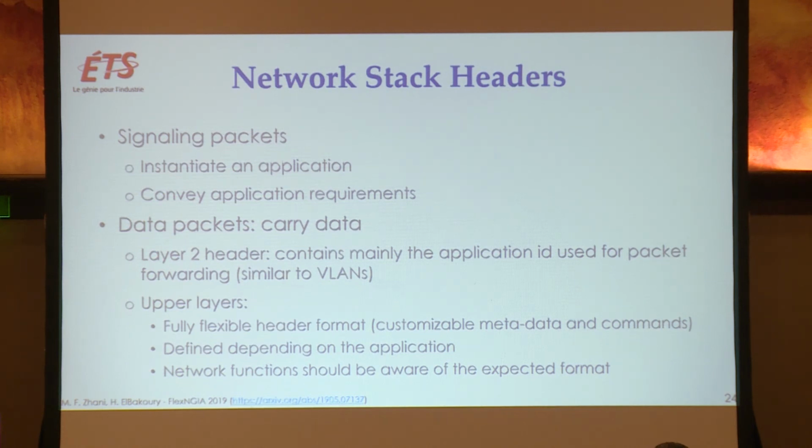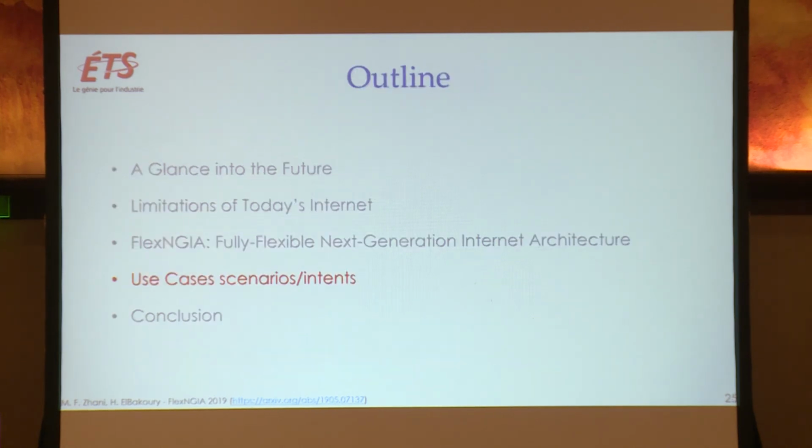On top of that, we will have upper layers. With FlexNGIA, the upper layers are fully flexible. When you define your service function chain, you specify exactly what kind of header each network function is expecting and what kind of header it will generate. So we have a fully flexible packet header.